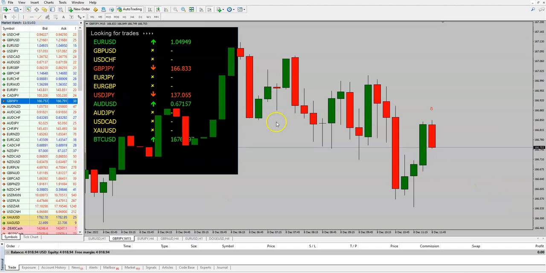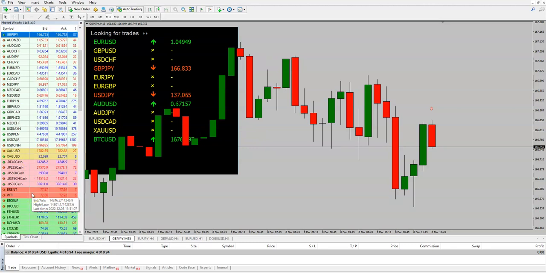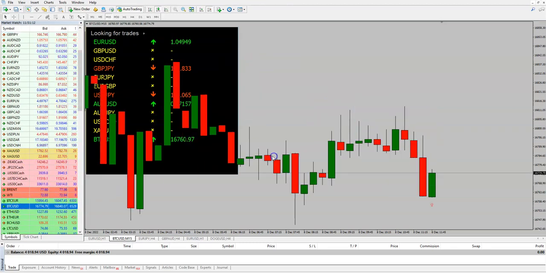Okay, we have more 9 minutes, and we set Bitcoin also. You see, it is minimum 80% accuracy here, even on 15 minutes. So you cannot miss, guys, trading binary or trading Forex scalping.